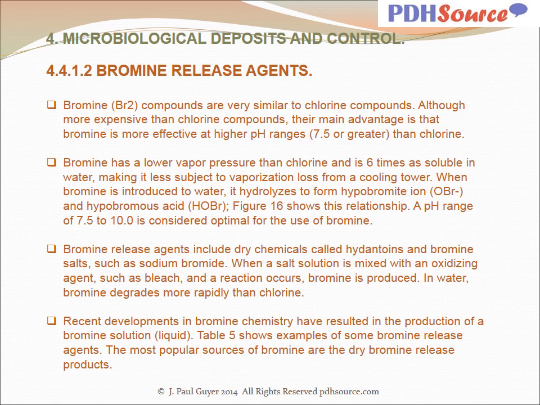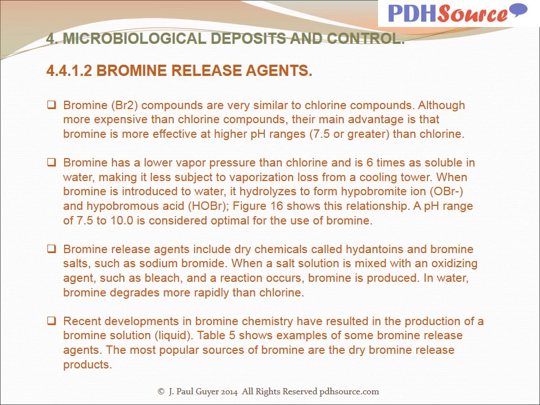Bromine release agents. Bromine compounds are very similar to chlorine compounds. Although more expensive than chlorine compounds, their main advantage is that bromine is more effective at higher pH ranges, 7.5 or greater, than is chlorine. Bromine has a lower vapor pressure than chlorine and is 6 times as soluble in water, making it less subject to vaporization loss from a cooling tower.